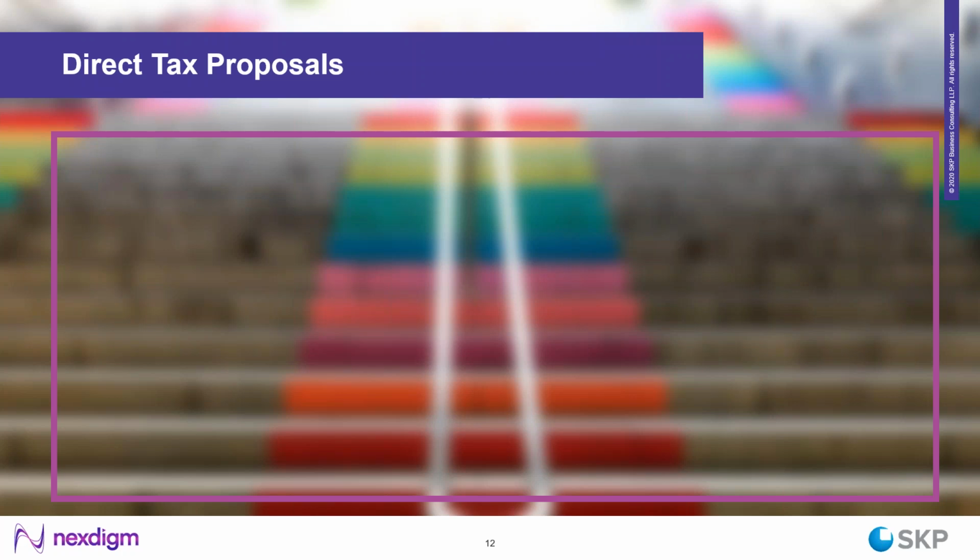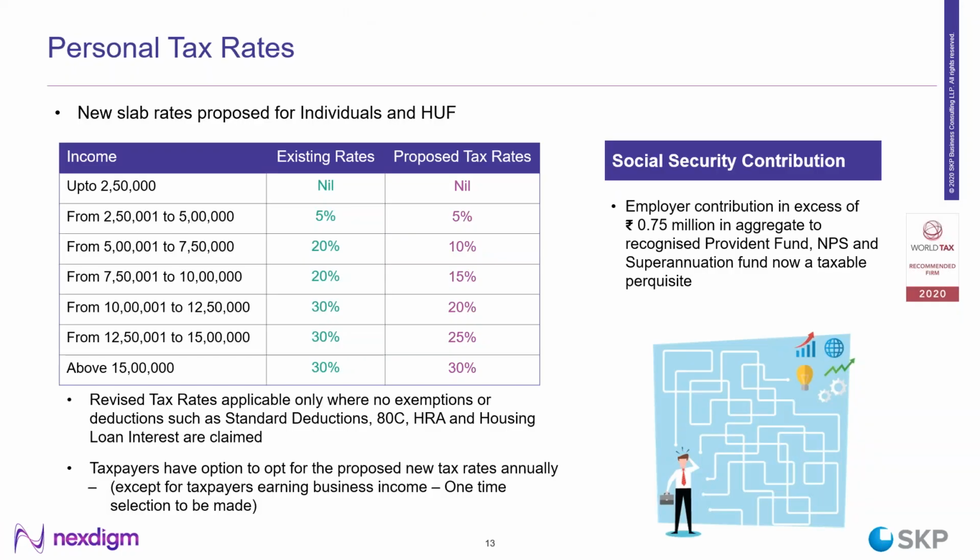So one of the main expectations out of the Indian budget was, since there were big cuts on the corporate tax side, there was a lot of expectation from individuals to reduce the tax slabs or the tax rates for them, and the government has obliged and proposed new tax slabs for individuals. However, in order to avail those new tax slabs, the individuals will have to give up on the various deductions which they are claiming under the current regime.